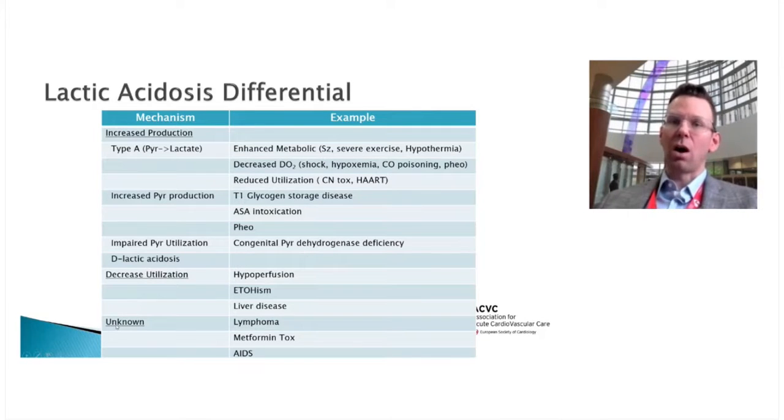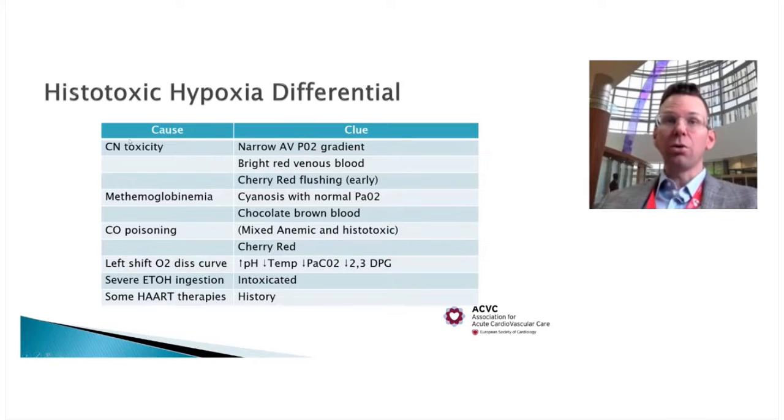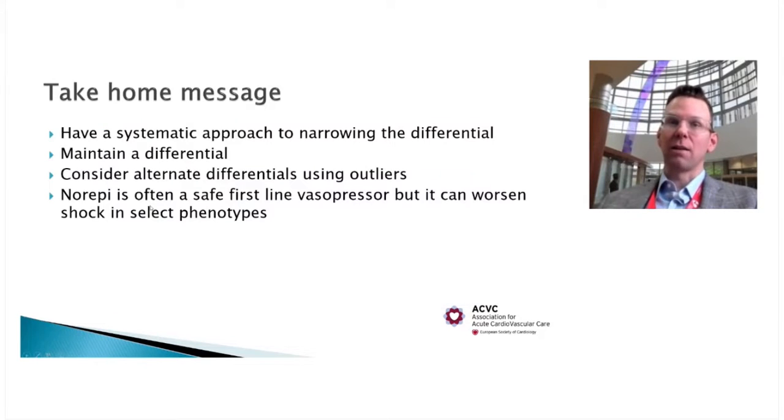And then there's some unknown causes like metformin toxicity. And then finally, go through your histotoxin differential. This is something that you probably should keep in your head if you're a general intensivist, but the warning signs for cyanide toxicity and methemoglobinemia. And I think Francesca, you brought that up earlier. Blood gases are part of your initial diagnosis. They can be quite helpful in narrowing that definition.